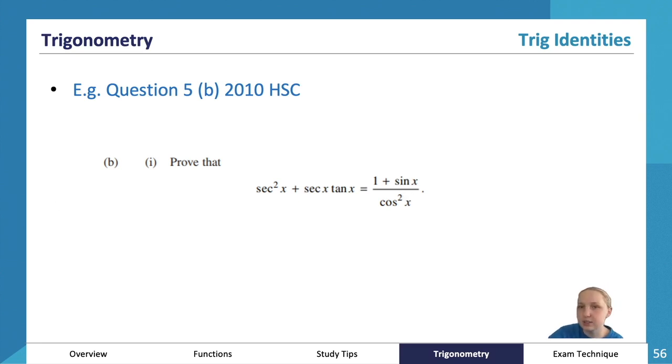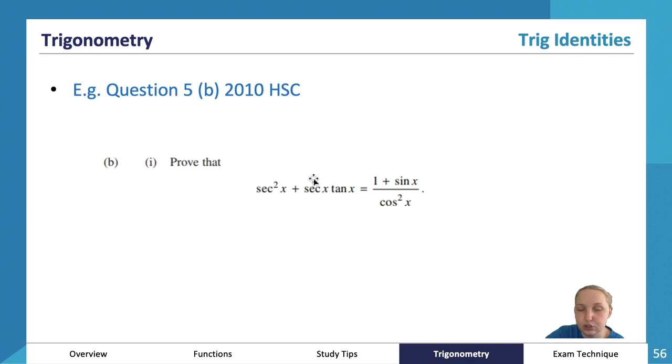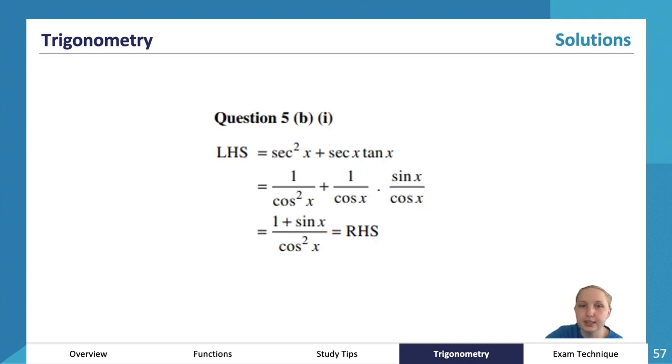You guys may not have seen trig identities questions before, so I'm just going to go through this first one with you. Essentially, in order to do this, all you need to do is prove that the left-hand side is equal to the right-hand side of your equation by just manipulating things in between. So the left-hand side is equal to sec squared x plus sec x tan x. That's literally what the left-hand side is equal to. We haven't changed anything there.